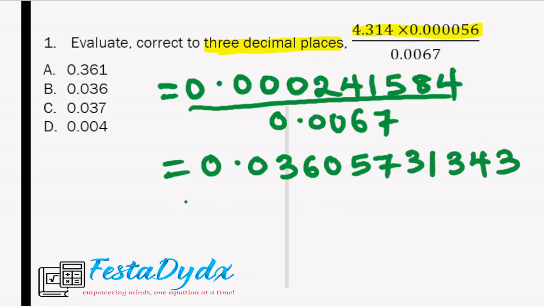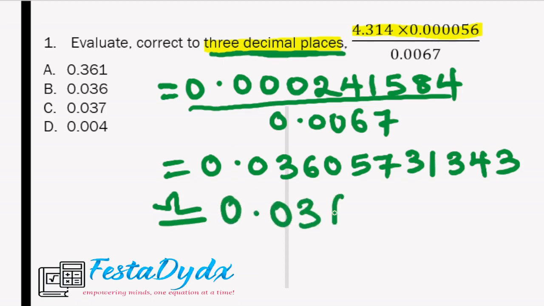Now the question says correct to 3 decimal places. So now that we've gotten this answer, we need to approximate to 3 decimal places. So the answer is 0.036, because after the decimal point, there should be 3 numbers left behind. That is the meaning of 3 decimal places. So for my option, the answer is B. Option B is the correct answer.